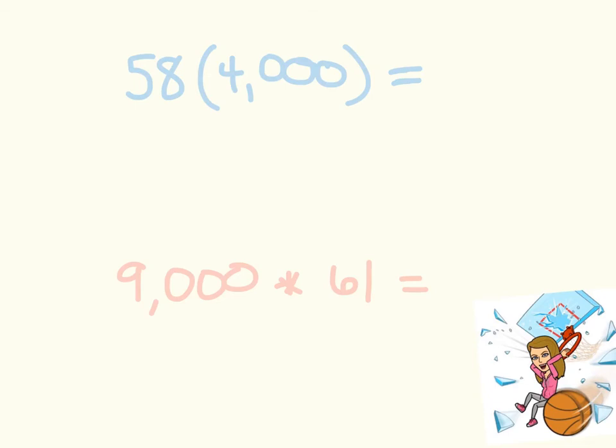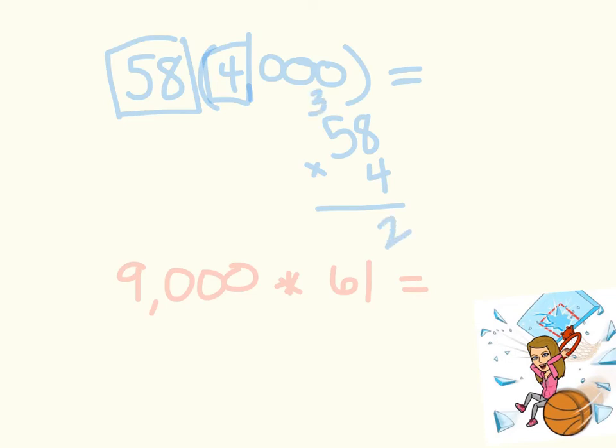All right, these are the last few that I'll show you, and then it will be your turn to try it. This one is 58. Again, the number right next to the parentheses means times 4,000. Box out the numbers that are not zeros, so 58 and 4. Start by solving 58 times 4. 4 times 8 is 32. 4 times 5 is 20 plus 3, 23. So 232 begins my number. No magic zeros in 58, but there's 1, 2, 3 in 4,000. So 232,000.